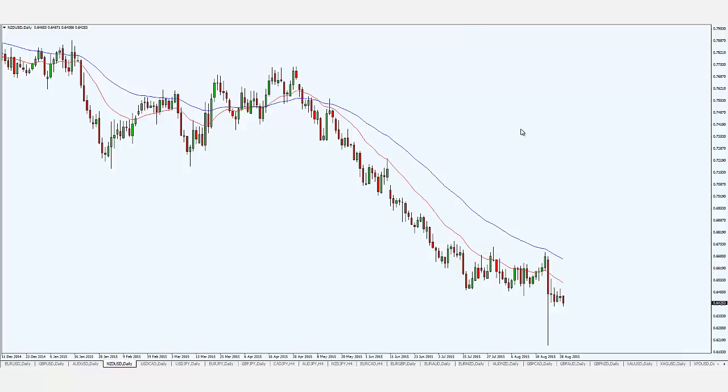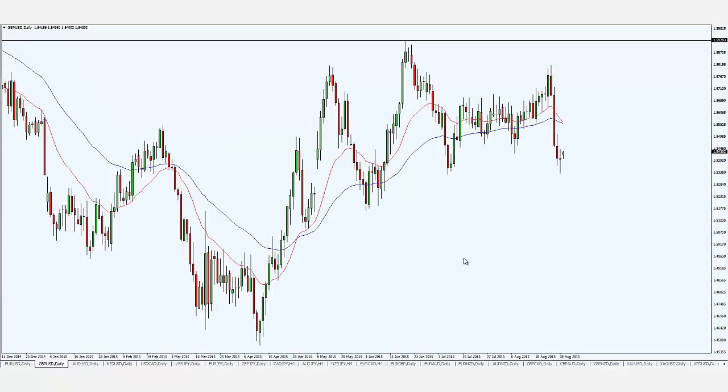So up next, for those of you who want to trade the dollar weakness, meaning that you think that the USD would weaken over time, what you should be paying attention to is currently the pound dollar.